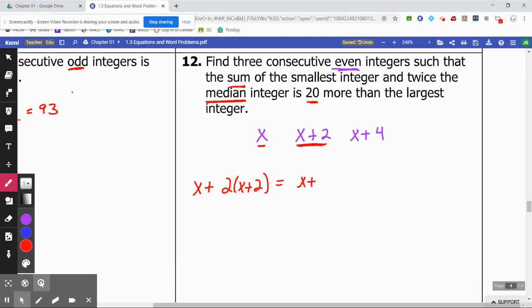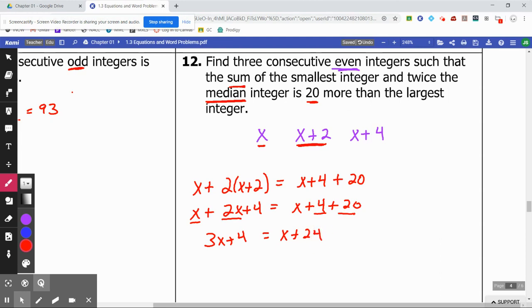So the largest number plus 20 more. We don't really need parentheses around this. They're not going to be necessary because you're not multiplying by it. You're not raising it to a power. However, we did need parentheses here because we're multiplying that by 2. So let's distribute. So now you have x plus 2x plus 4 equals, you can combine some like terms over here if you'd like to, or you can wait, either one. So distributive property first, combine like terms second. You have 3x plus 4 on the left side. You have x plus 24 on the right side.